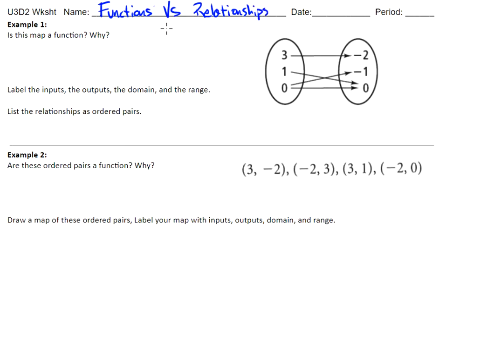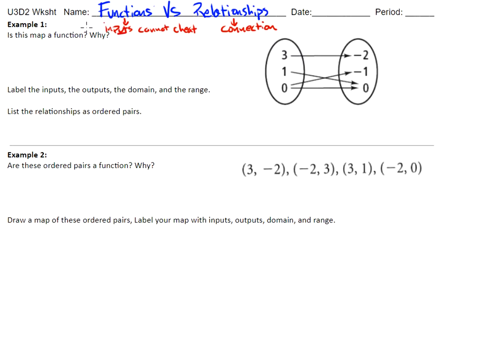Now, if we remember, relationships literally just means I have what? I have a connection. Okay? Now, functions means that inputs cannot do what? Inputs cannot cheat. That means inputs are only allowed to have one connection.